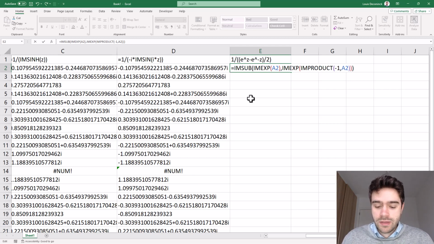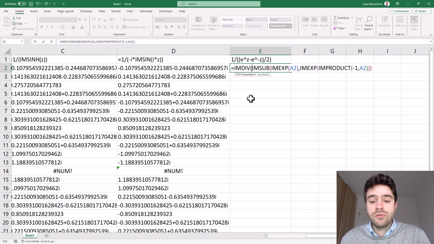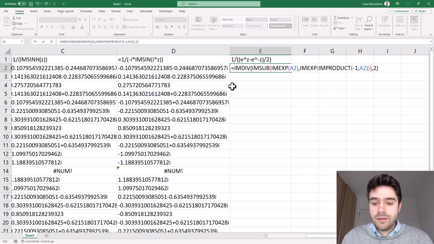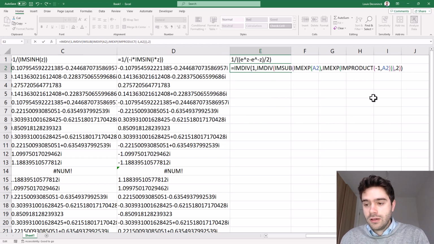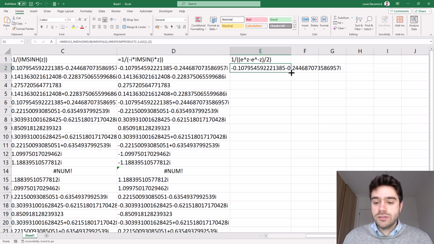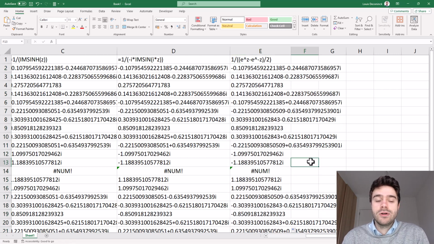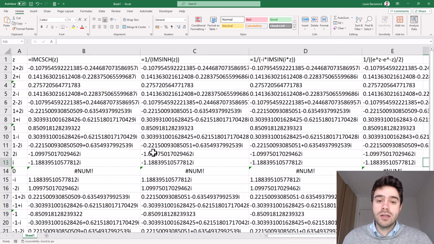So for this we use the IMDIV function, which allows us to perform divisions with complex numbers. So we are taking this entire number and dividing it by 2. And then I wrap this in another IMDIV function where we are taking 1 and dividing it by this number. I close the parentheses, press enter, and there we have the result. When I pull this through, you can see we are once again getting exactly the same result because, like I mentioned, e to the power z minus e to the power minus z divided by 2 is a definition of how we calculate the hyperbolic sine function. And so 1 divided by the hyperbolic sine function gives us the hyperbolic cosecant function.